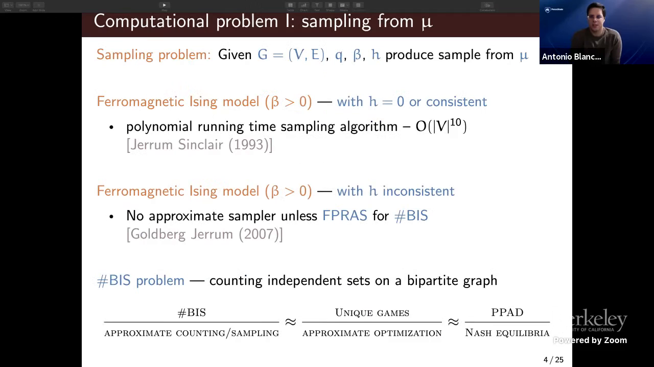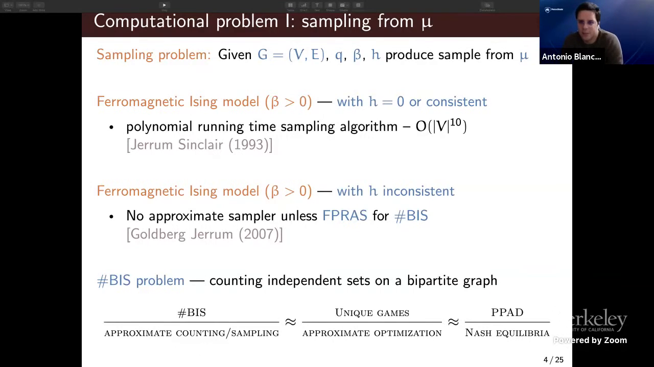In this talk, and in this line of work in general, the goal is to understand the computational complexity of various fundamental problems related to spin systems. And I think the most interesting aspect to me is to understand the connections: when one of these problems is hard, what does it say about the hardness of the others?